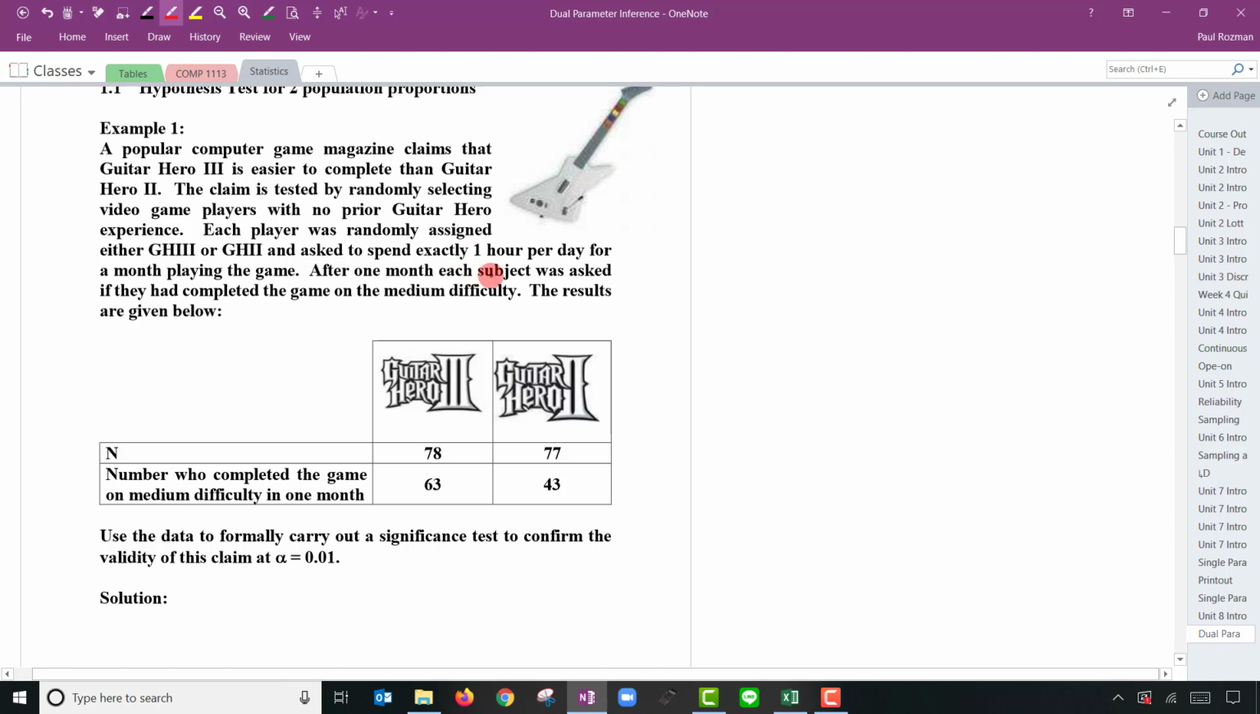And at the end of the month, they asked the people, have you completed the medium difficulty level? So assuming that they started on easy and worked their way up through the songs.